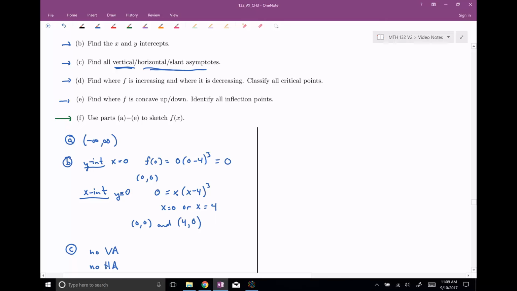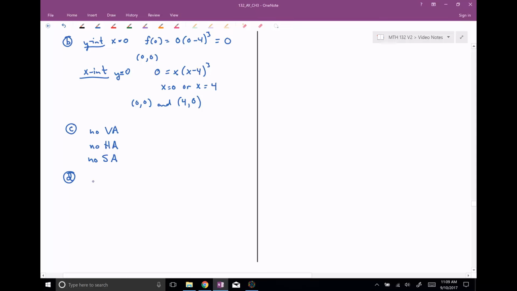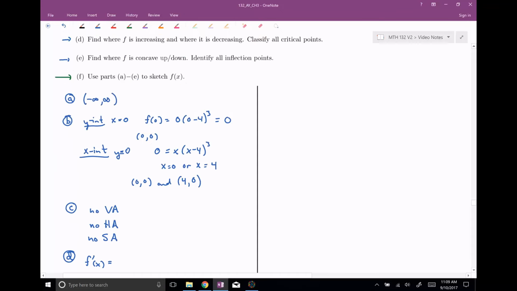Okay, so here's where we're really diving into the calculus bit, because increasing and decreasing has something to do with the derivative. And is the derivative positive or negative? So I need to go ahead and maybe calculate out the derivative of our function here. So the derivative, well, remember our function, it's a product of 2 things.